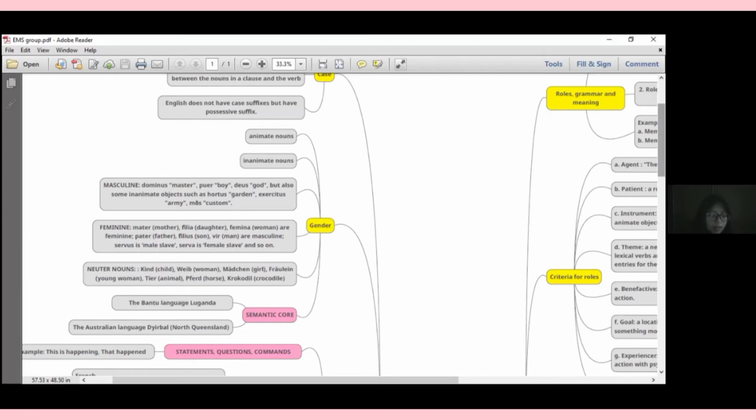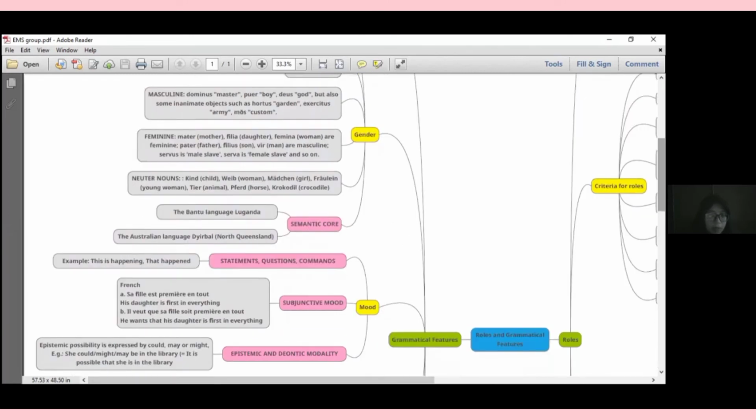And then the term neuter. Nouns appear at first sight to offer no generalization, but an important one can be made. No nouns denoting animate things are neuter. For example, Kind, or child, Weib, or woman, Mädchen, or girl, Fräulein, or young woman, Tier, or animal, Vogel, or bird, Pferd, or horse, and Krokodil, or crocodile, which appear in German nouns.